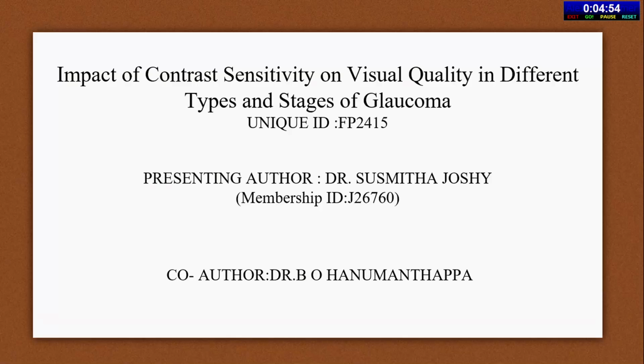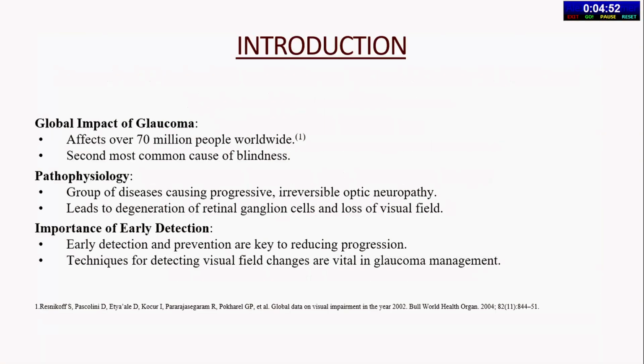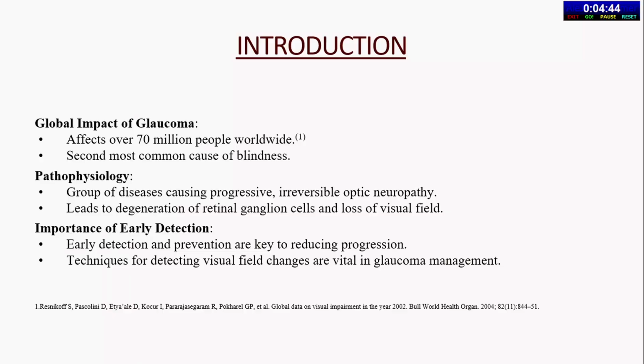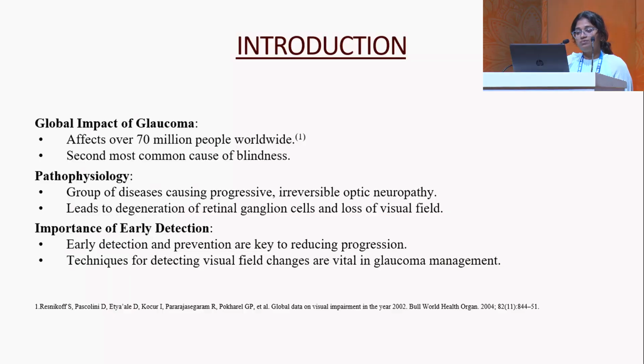The paper is on the impact of contrast sensitivity on visual quality in different types and stages of glaucoma. Coming to the introduction, glaucoma affects over 70 million people worldwide, which is the second most common cause of blindness. It is a group of diseases causing progressive irreversible optic neuropathy and leads to degeneration of retinal ganglion cells and loss of the visual field.